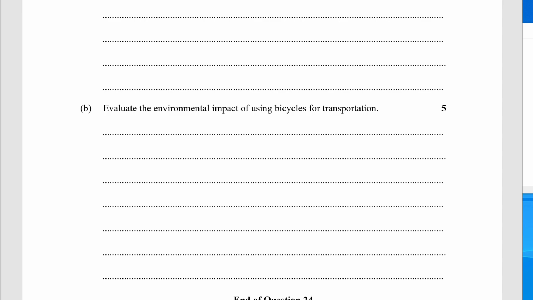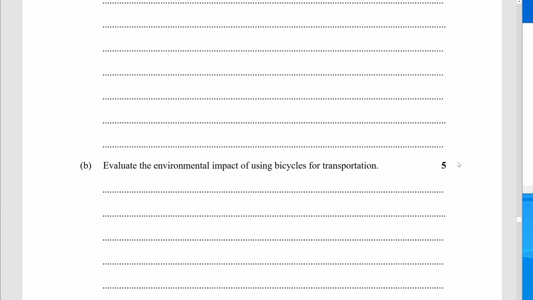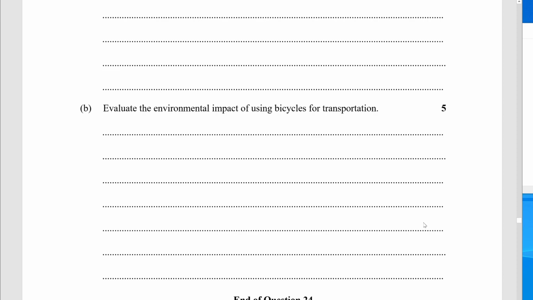In total, though, bicycles are far more environmentally friendly, or they have a much reduced environmental impact compared to motorcycles. That would be the answer I would give, something like that. Now, I dare say that what I wrote there probably wouldn't fit on all those lines, because it's worth 5 marks, so I'll go another time just to see if I can shorten it.